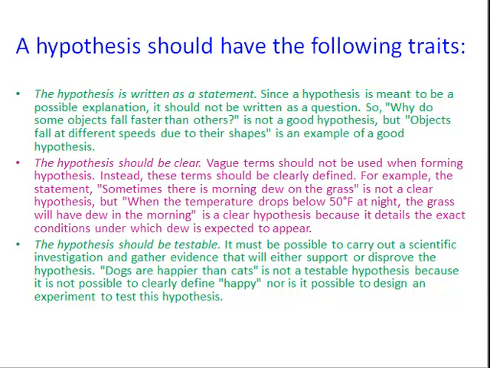A hypothesis should also be testable. It must be possible to carry out a scientific investigation and gather evidence that will either support or disprove the hypothesis. Dogs are happier than cats is not a testable hypothesis because it's not possible to clearly define happy, nor is it possible to design an experiment to test this hypothesis.